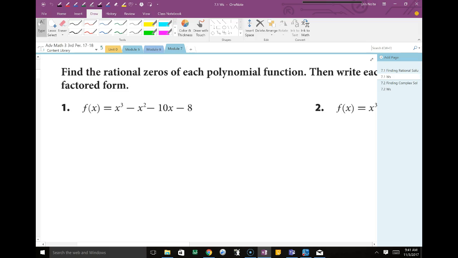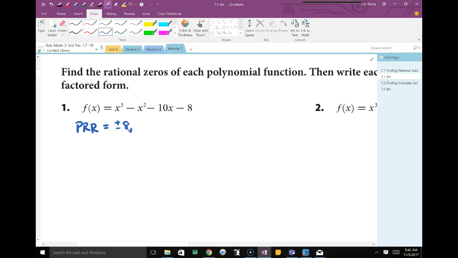So we're going to start with what you got for your rational roots. We'll start with question 1. Can somebody tell me what possible rational roots you got? Can I call that 8? Thanks. What else?